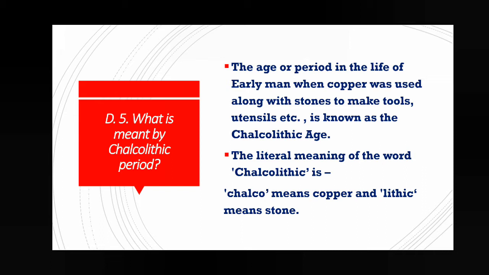The Chalcolithic period is a part of the metal age, because the first metal used by human beings was copper. So the Chalcolithic period was the age when copper was used and also, side by side, stones were used. So here the answer: the age or period in the life of early man when copper was used along with stones to make tools, utensils, etc., is known as the Chalcolithic period. The literal meaning of the word Chalcolithic: Chalco means copper and lithic means stone, which I have already told you.